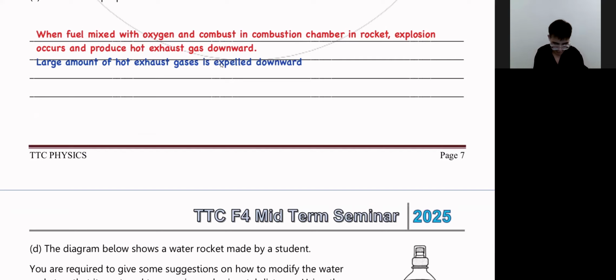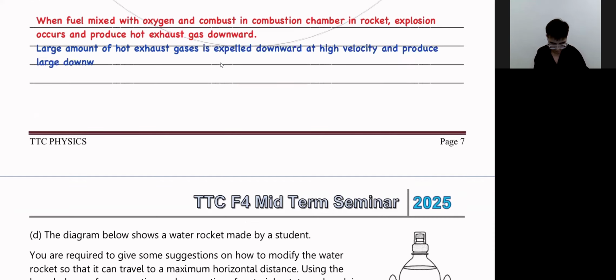And of course, you explain whether they are fast or slow. They should be expelled at high velocity, a very fast speed, and so it will produce a large downward momentum. Don't rush your answer. Don't just write that after producing large downward momentum, you get the upward momentum and the rocket will drive upwards.